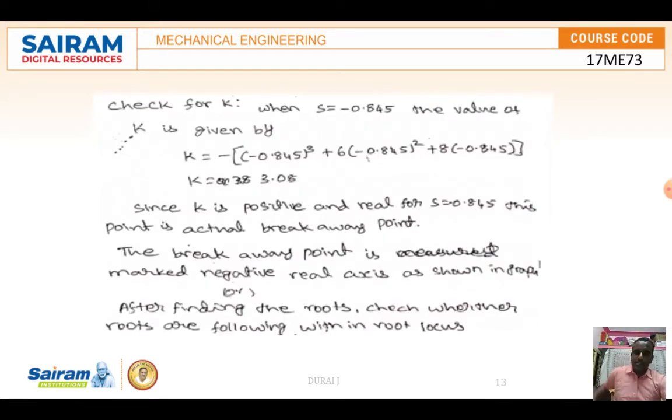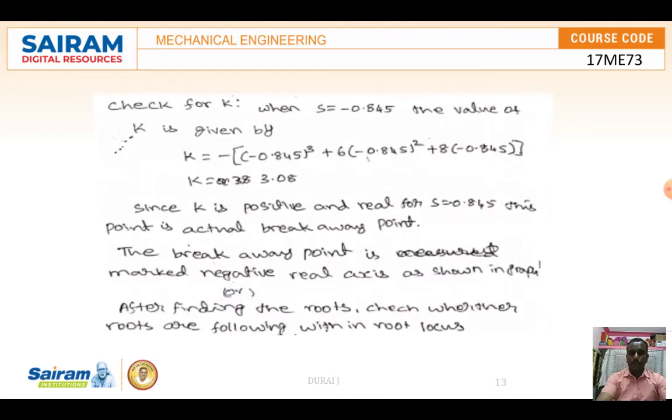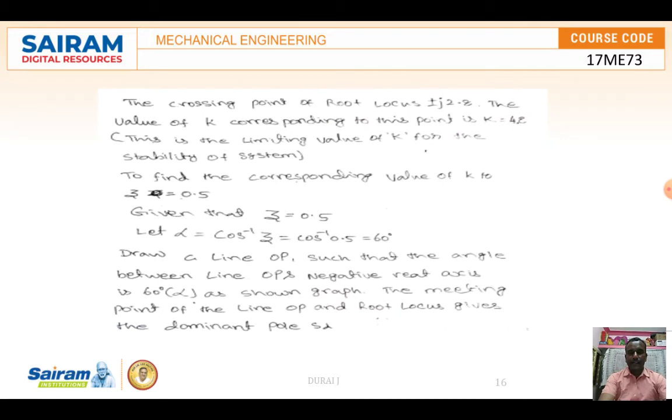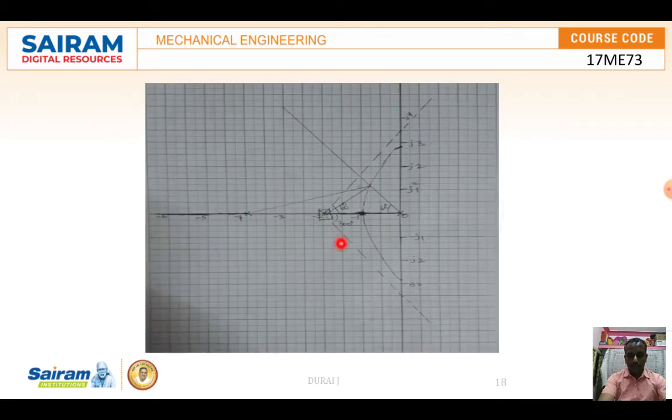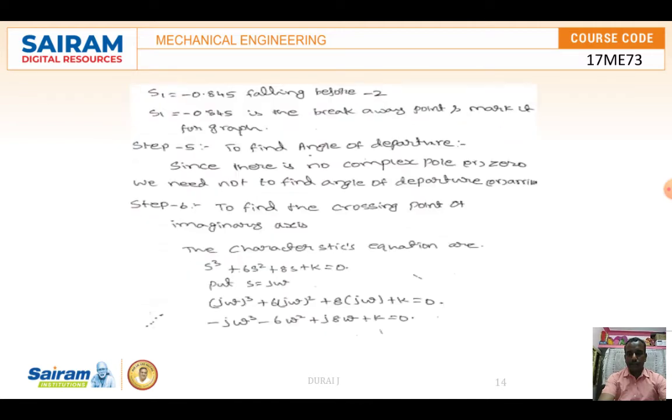The next step is to check K. When s is equal to minus 0.845, we substitute this s value in the K equation, and we get K equal to 3.08. K is a positive value, so minus 0.845 is the actual breakaway point that we are going to mark in the graph. We mark it over here. This is the actual breakaway point, and that is the thing we have to remember.